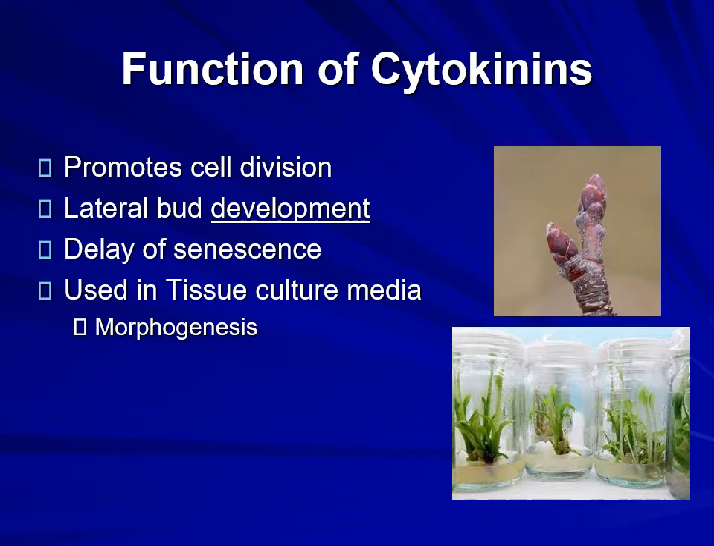So we're looking at cytokinins. They promote cell division. They enhance lateral development. We looked at fruit trees. So in the spring, when they flow up in the branches, they trigger the development of buds. They delay senescence, the aging and dying of old leaves and tissues. And in tissue culture, they're used for morphogenesis. We'll touch more on that after we're done talking about the hormones.